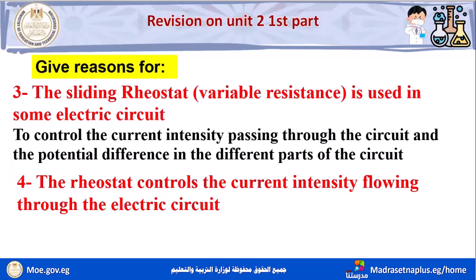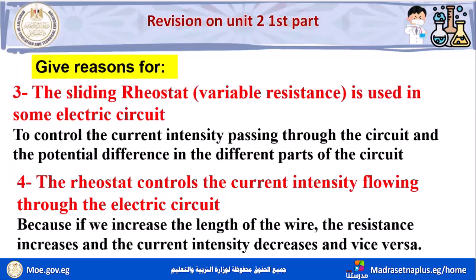Question number 4, the rheostat controls the current intensity flowing through the electric circuit, because if we increase the length of the wire, the resistance increases and the current intensity decreases, and vice versa.